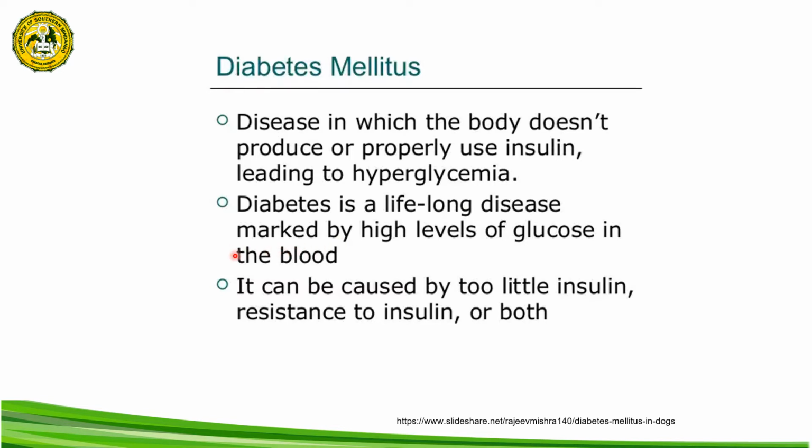In animals with diabetes, the pancreas either produces little or no insulin, or the cells do not respond to the insulin that is produced. So the glucose builds up in the blood. The condition wherein glucose is present in the blood in higher amounts is known as hyperglycemia.